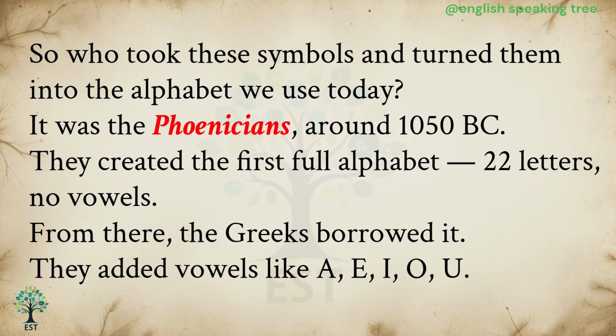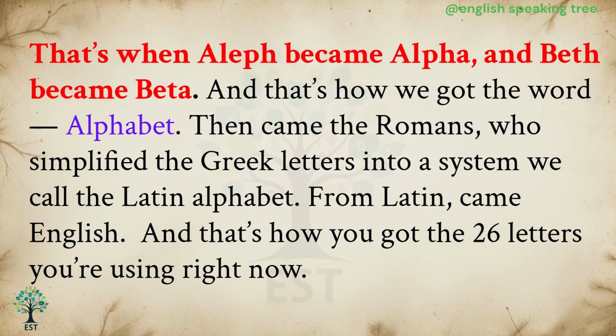So who took these symbols and turned them into the alphabet we use today? It was the Phoenicians around 1050 BC. They created the first full alphabet, 22 letters, no vowels. From there, the Greeks borrowed it. They added vowels like A, E, I, O, U. That's when Aleph became Alpha and Beth became Beta. And that's how we got the word alphabet.